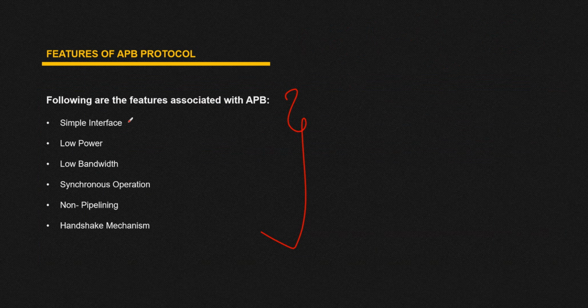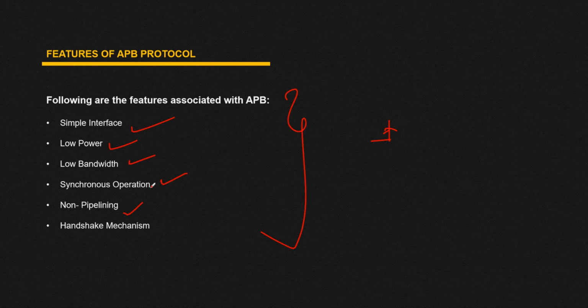So it also consumes low power. It also operates with low bandwidth. Now, synchronous operation. What does it mean by synchronous operation? All your transactions, all your data transfers should happen on a clock cycle. Here we have a positive edge of the clock cycle, so whatever operation you are performing should happen on the positive edge of your clock.